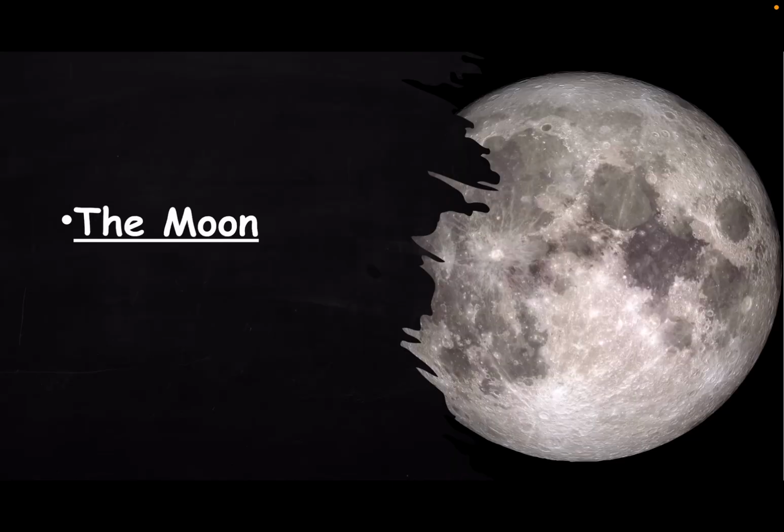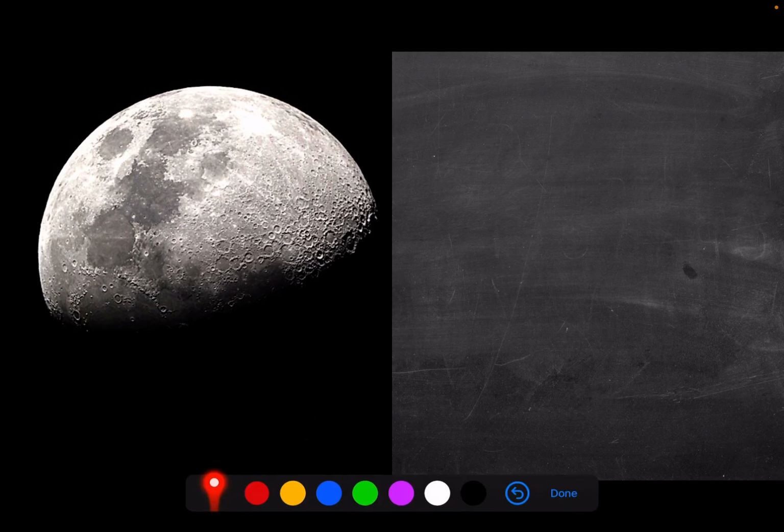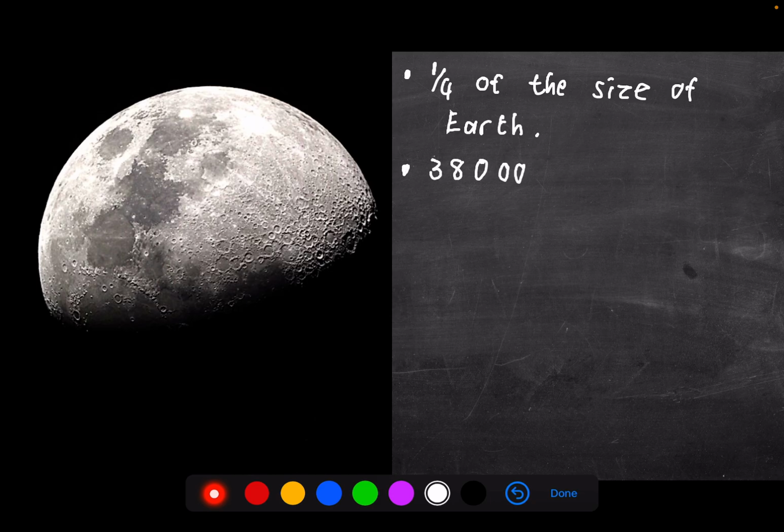All right, hello boys and girls, and in this video I will be covering the moon. The moon is a quarter of the Earth's size. So let's write that down. It is a quarter of the size of Earth. It is 380,000 kilometers away from Earth.